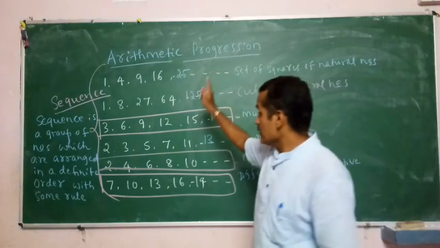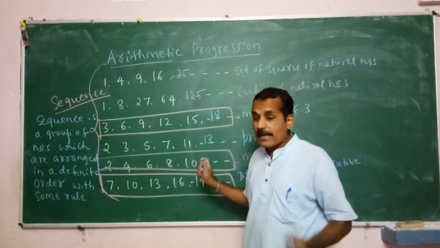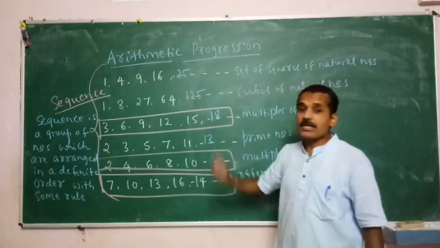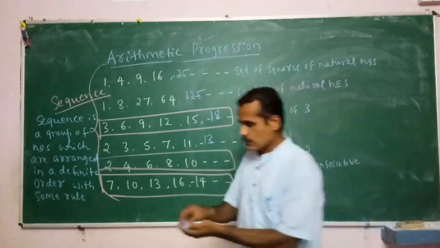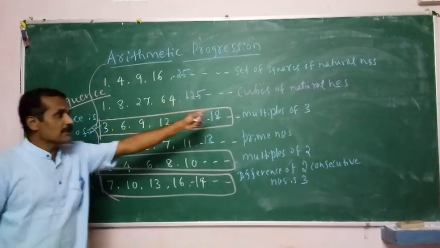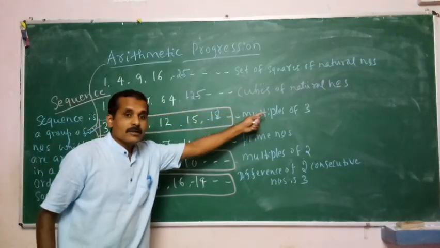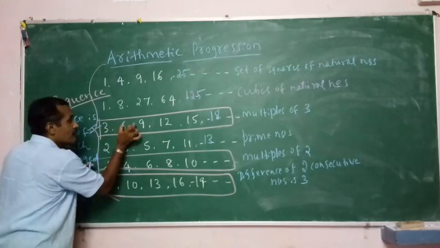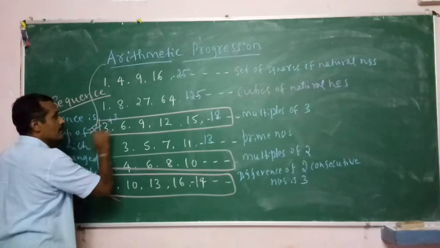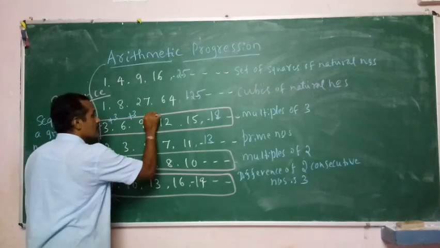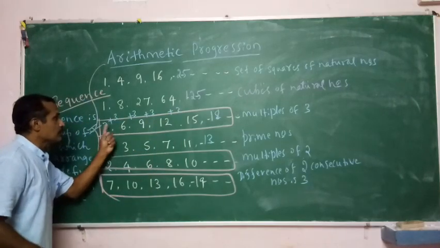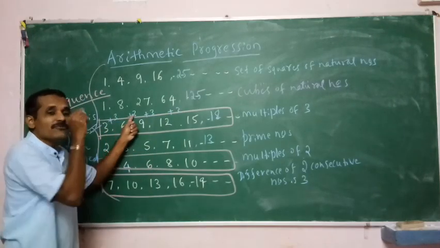Okay, these 3 sequences have some special property which is not there in the other 3. What is that special? Listen, here, no doubt they are the multiples of 3, but they have a fixed difference. See, plus 3, plus 3, plus 3, plus 3. The difference between the two consecutive numbers is fixed.